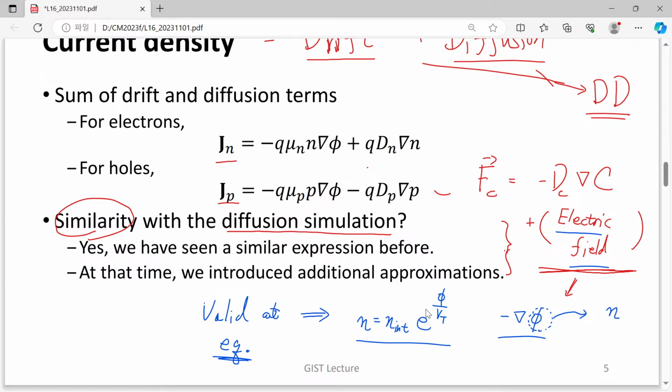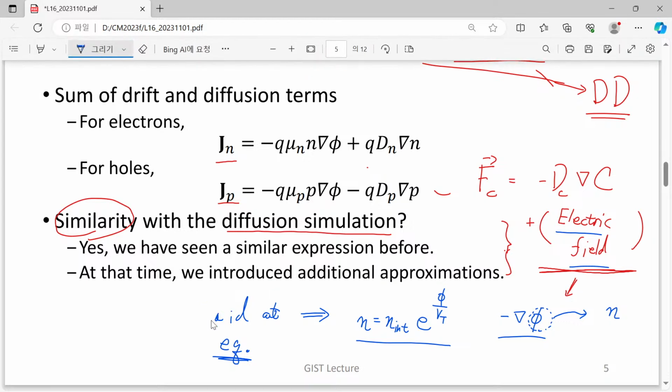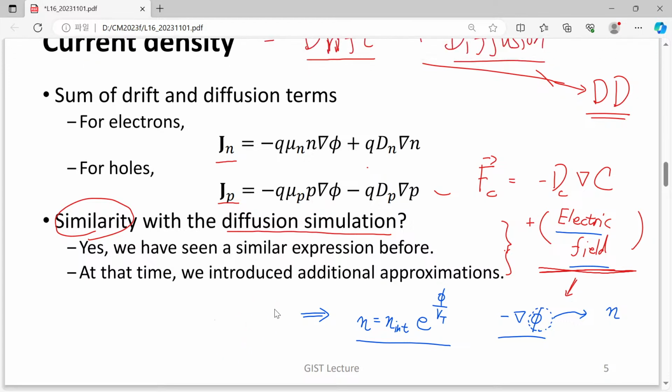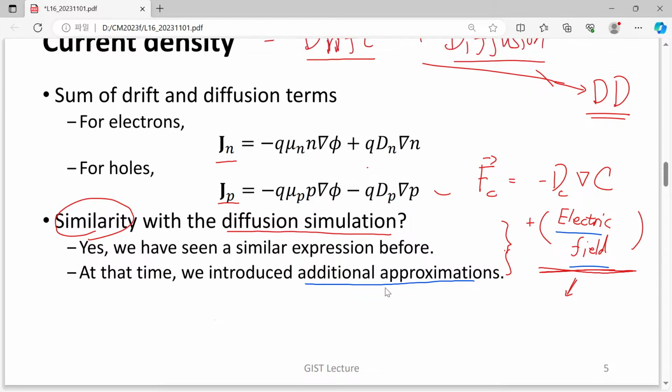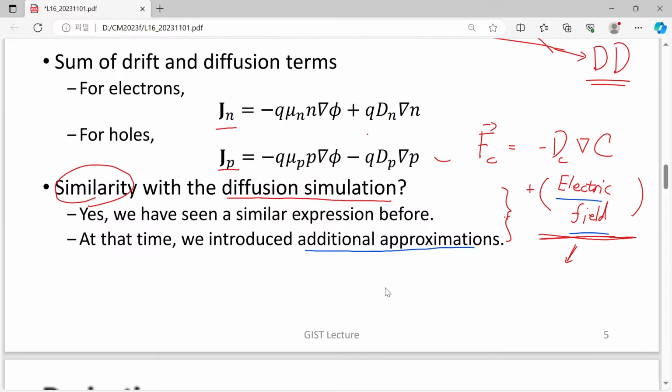So there really exists inconsistency. We have made something weird. However, we just did it. Now, instead of that, we will not introduce this kind of approximation. Previously we made additional approximations, but today we will go without that kind of approximations. Okay.